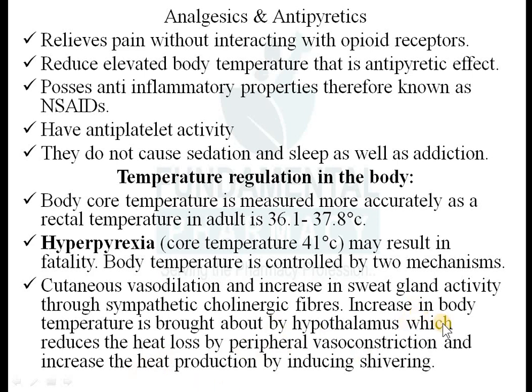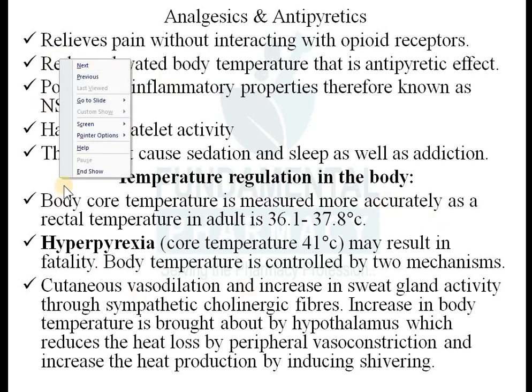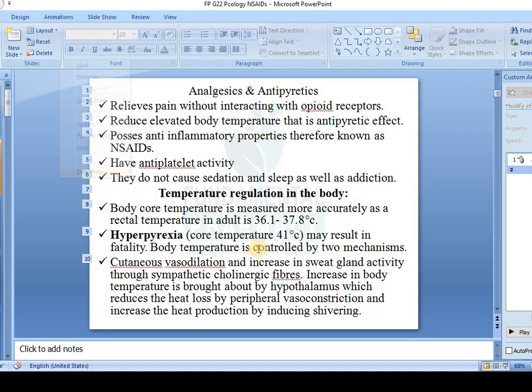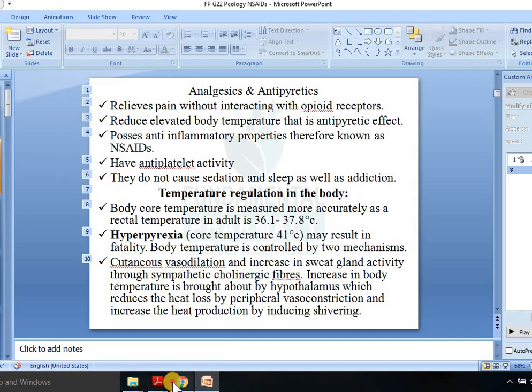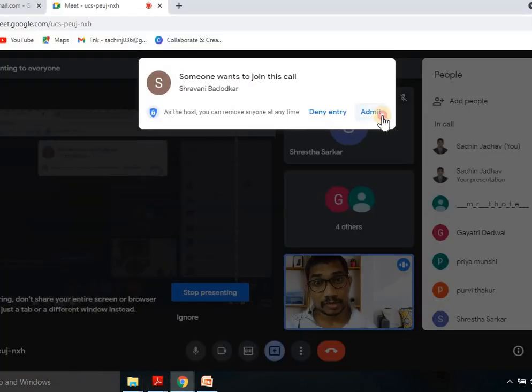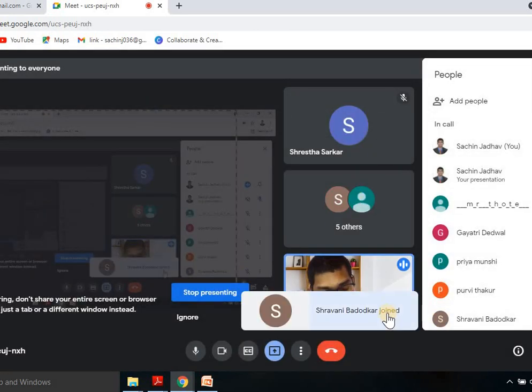Then again, the increase in body temperature is brought about by the hypothalamus, which reduces heat loss by peripheral vasoconstriction and increases heat production by inducing shivering. So how is there an increase in body temperature? क्यों होता है increase body temperature? जब भी आपका कोई एक्सटर्नल इन्फेक्शन हो जाता है, या कोई पायरोजन या लिपोपॉलीसेकेराइड आता है आपके बॉडी में, तो इमीडिएटली हाइपोथैलेमस में जो आपका टेम्परेचर रेगुलेटिंग सेंटर है, that will be set to a higher level, so that your body temperature will be increased.